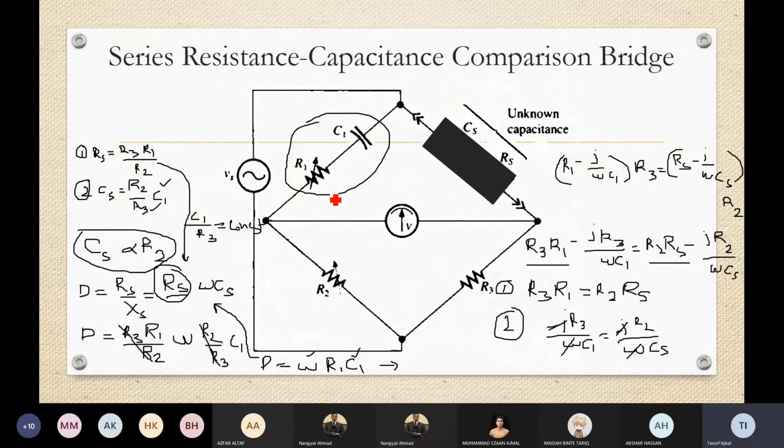So now we have to get the series connected resistor and capacitor, their impedance, and because they are connected in series, we are going to add the resistance along with the capacitive reactance.